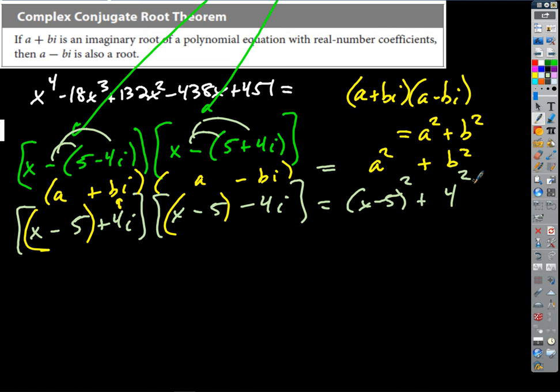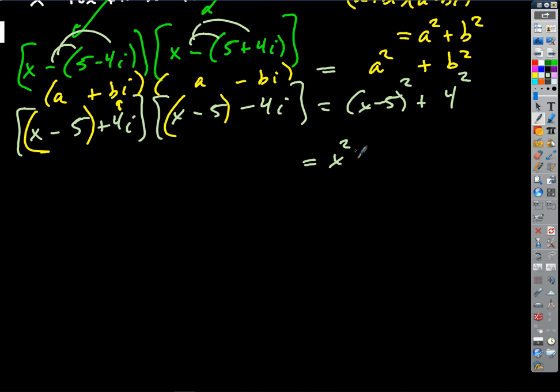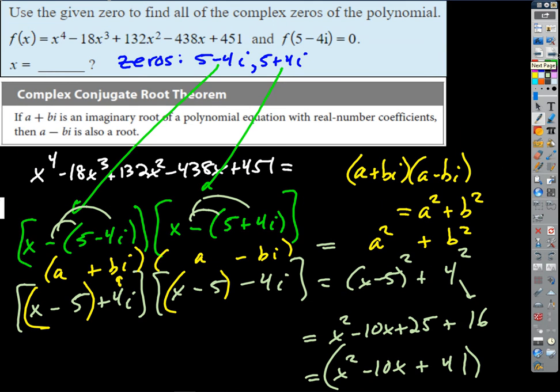We can expand that in our heads, right? It's just a plus b squared. Yeah, x squared minus 10x plus 25 plus 4. So I just get x squared minus 10x plus 29. Oh, plus 16, you're right. Plus 16. I didn't square the 4. So plus 41. Okay, so there's the factor that I get from both of those combined.